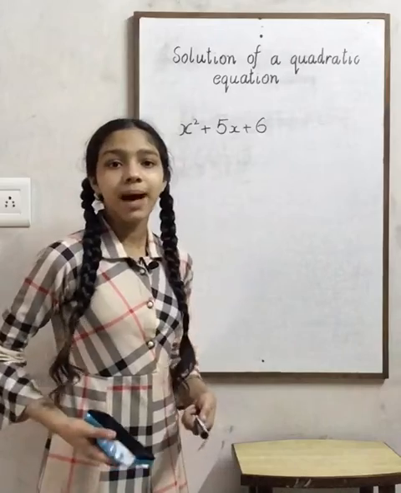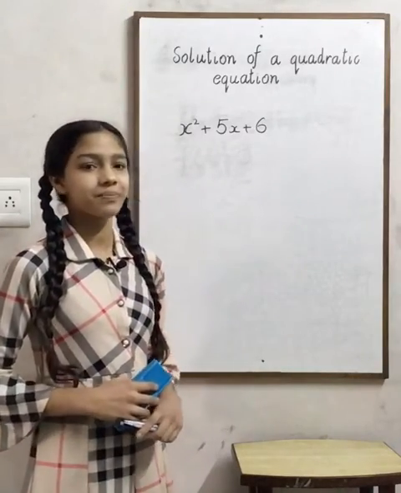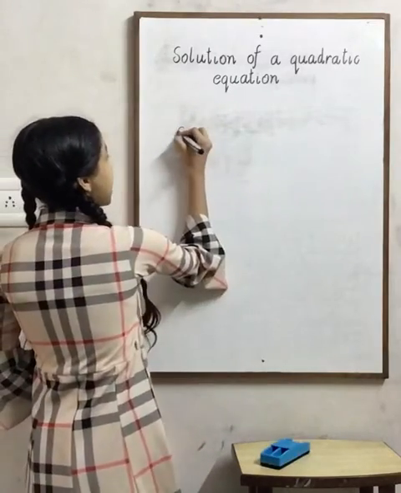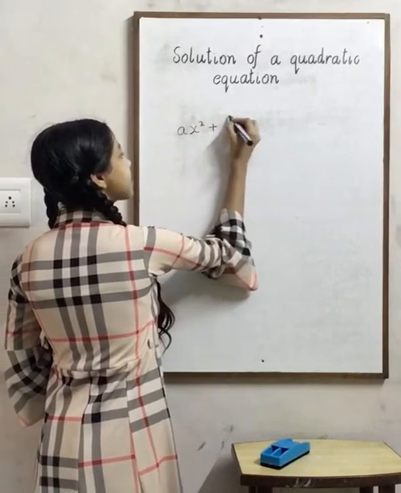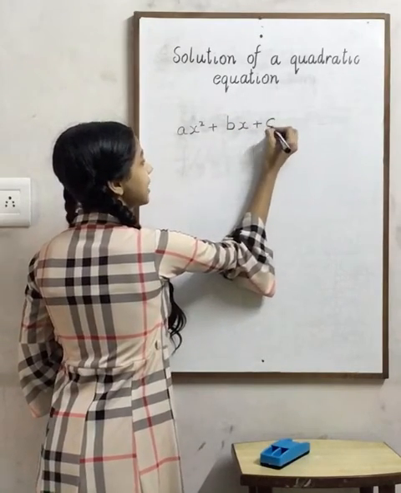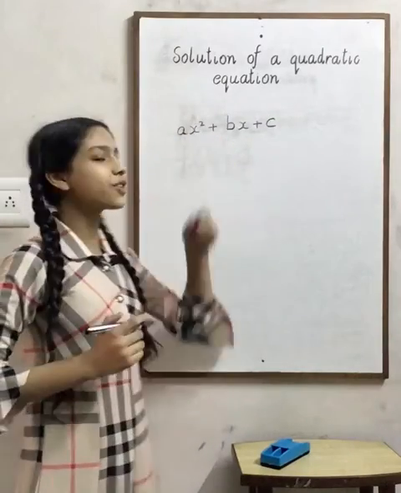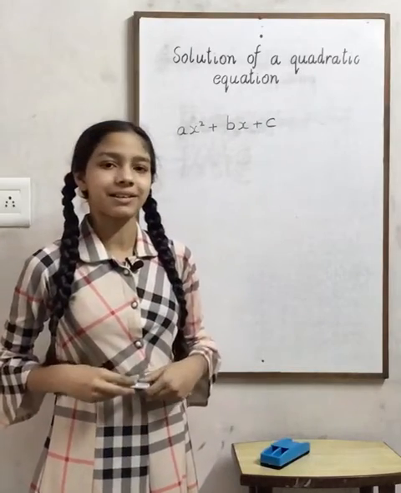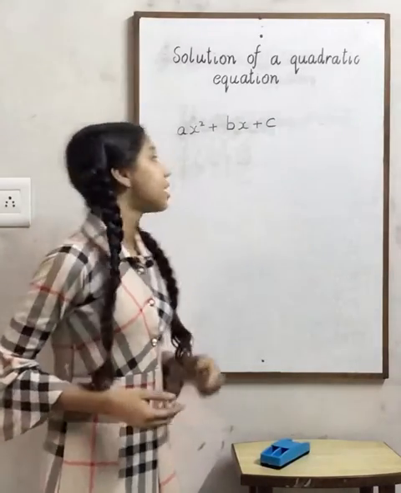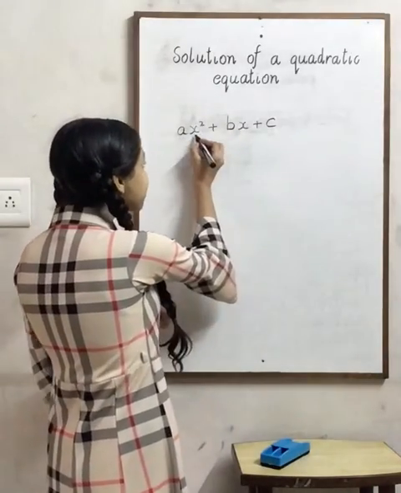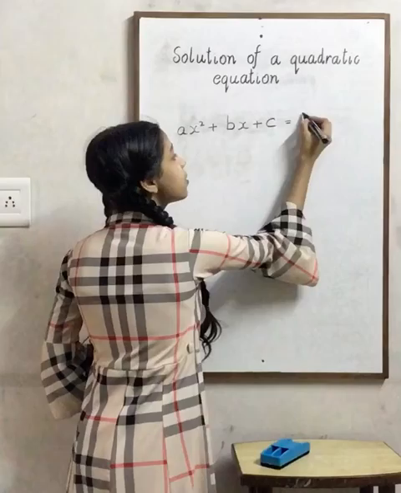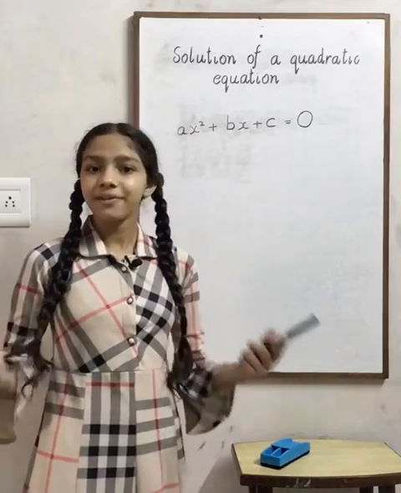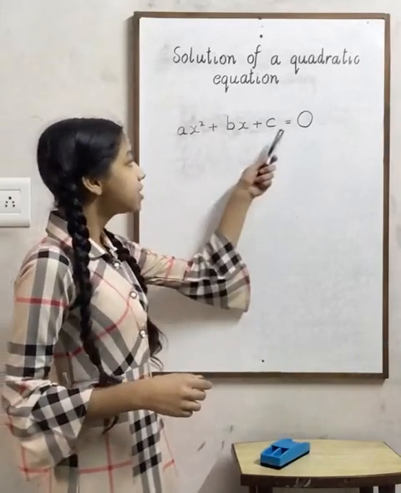Now let's talk about the form of a quadratic equation. The form of a quadratic equation is ax square plus bx plus c. This is the form of a quadratic equation where a, b and c are real numbers and a can't be 0. And we also know that ax square plus bx plus c is equal to 0. So it clearly concludes that every quadratic equation is equal to 0.